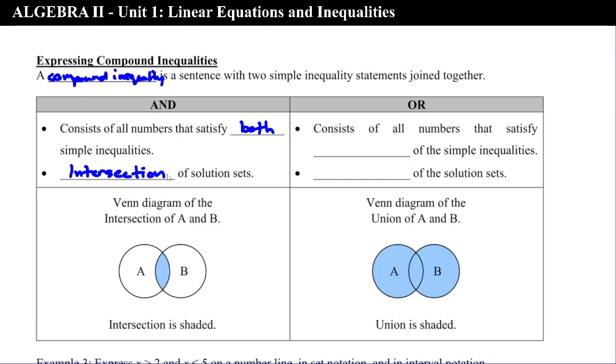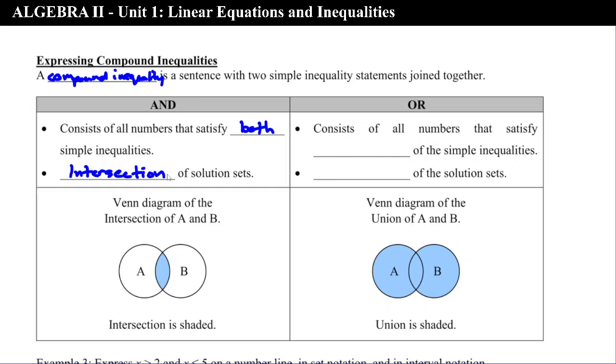Now, you got to be careful with this because using and in a mathematical sense is not like using and in everyday English language. For example, if I were to say I had bacon and eggs for breakfast, you would assume that I had all the bacon and all the eggs. I had everything that was on my plate. But in math, we're not talking about everything that's in both of the simple inequalities. In a mathematical sense, we're talking about what's shared, okay? So in an and statement, we're looking for what the two simple inequalities share as part of the solution.